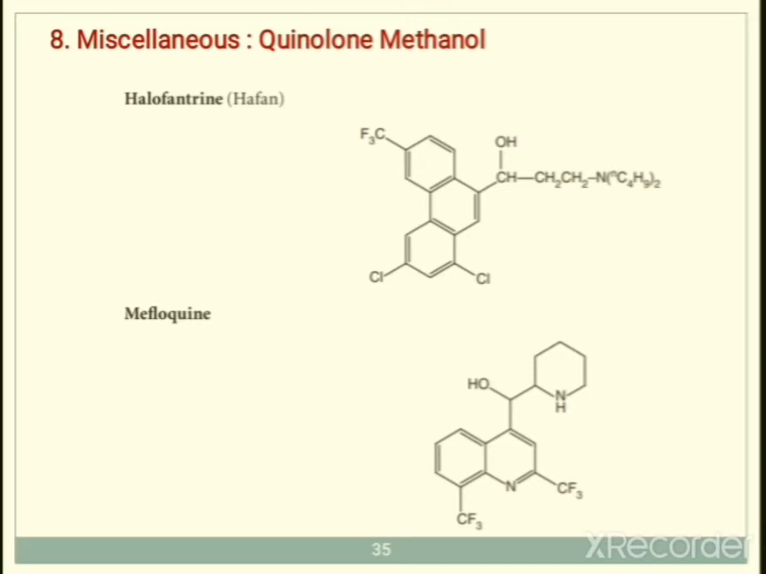The next structure is mefloquine. The basic ring is quinoline with CF3 at the second position, and at the 8th position there is CF3. Then a pyridine ring will be there with OH, CH2OH. So this is the structure of mefloquine. Okay, so just draw both structures and practice them.